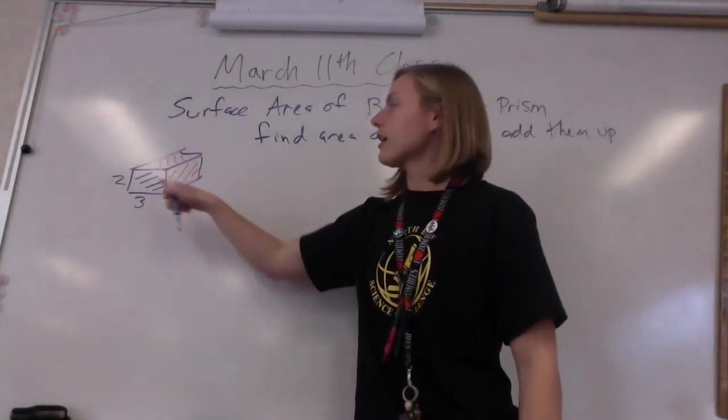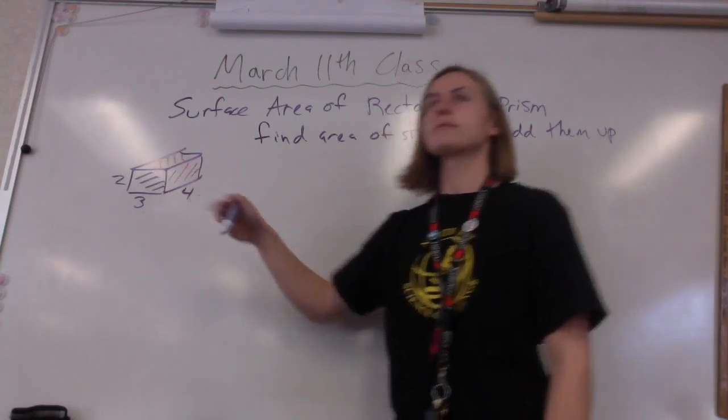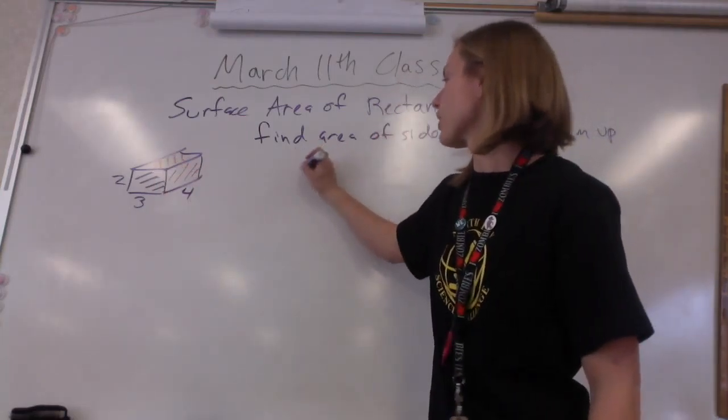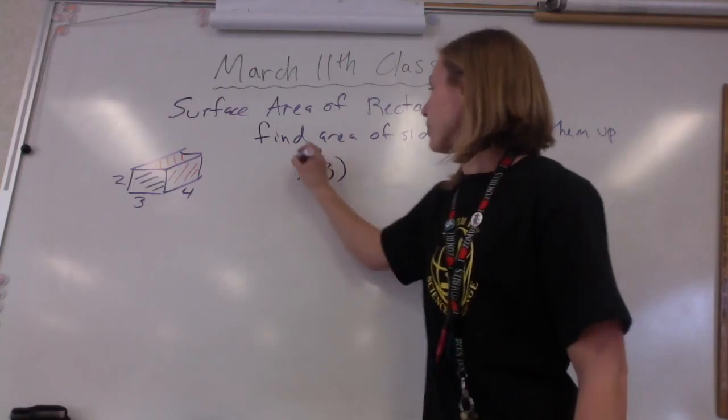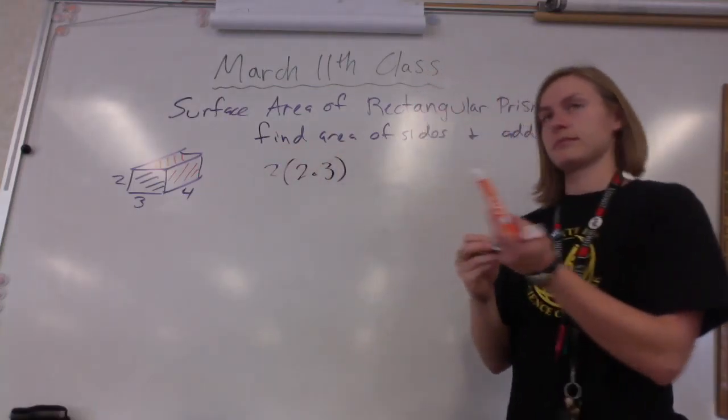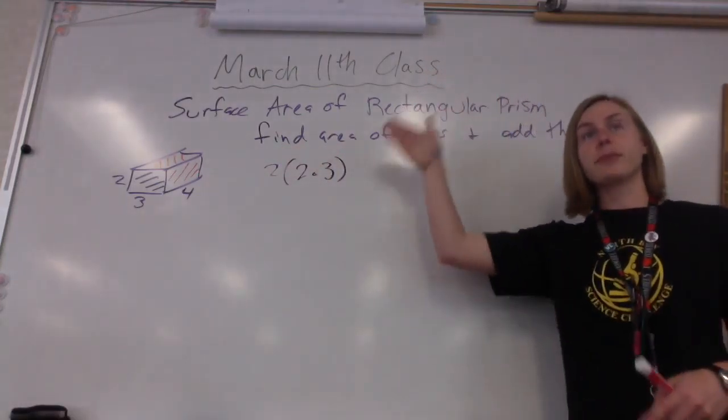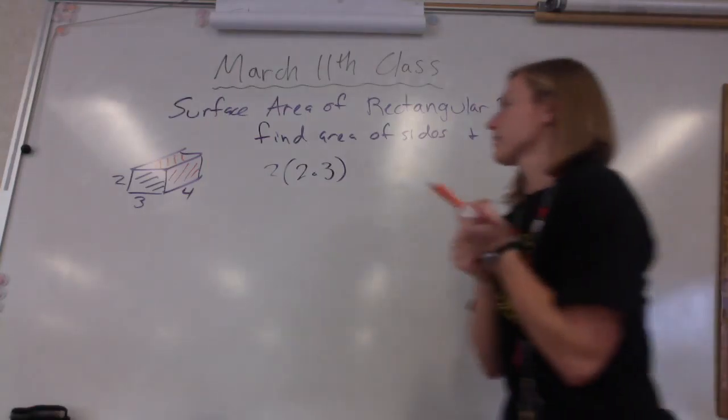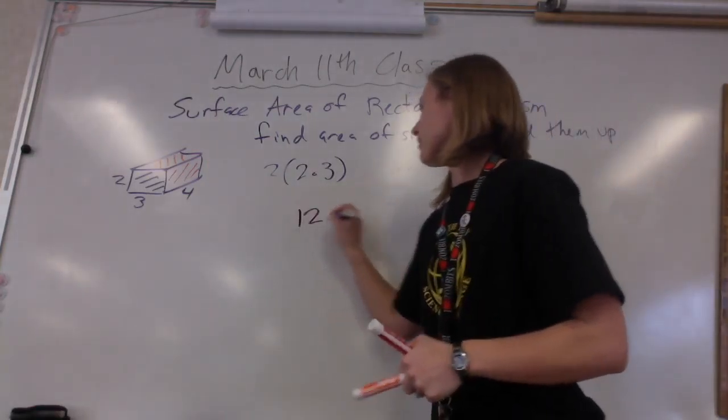What is the area of the purple side? That'd be 2 times 3, so 6. But there's 2 of them, so 12, right? Because there's front and back. So it's A B, B C, A C, times 2.